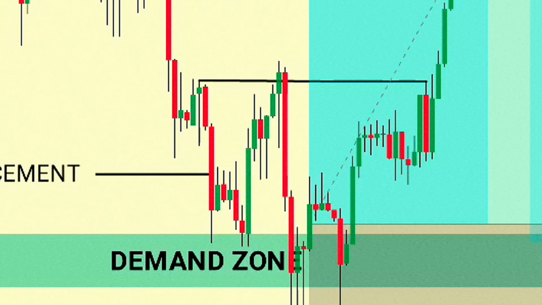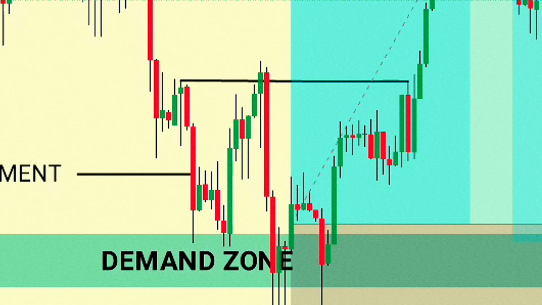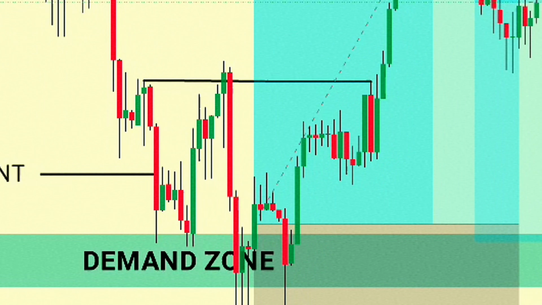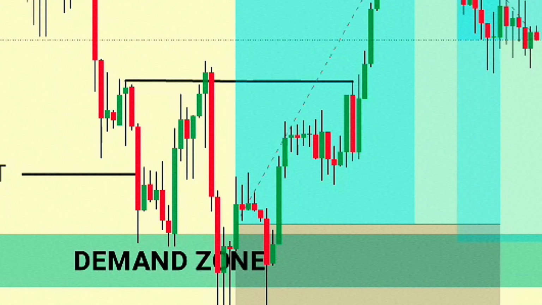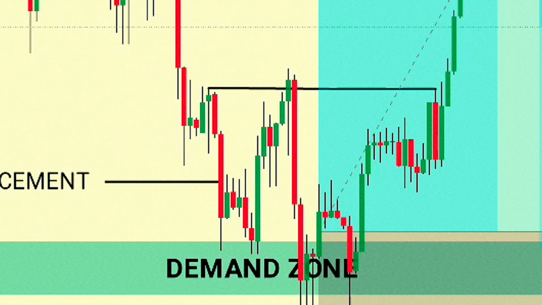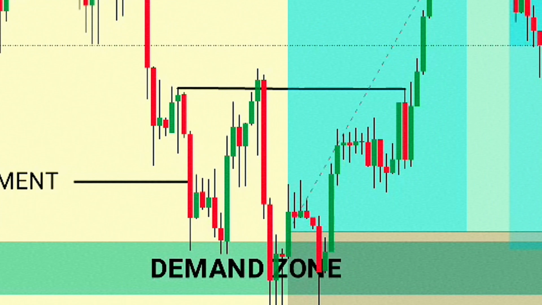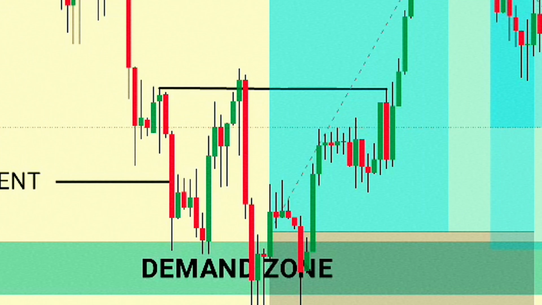This looked like the perfect bullish continuation, and most traders would confidently buy here. But price suddenly started showing weakness right before reaching this supply zone. I exited my buy trade immediately after seeing this reaction because continuation was no longer strong.